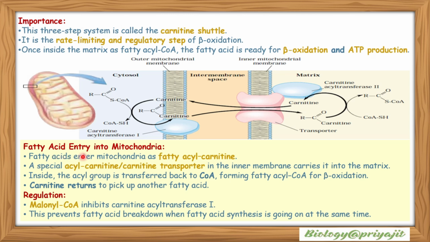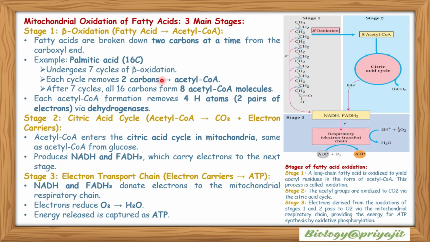So, fatty acid entry into mitochondria. This is the image showing the fatty acid entry into mitochondria and their regulation. Malonyl-CoA inhibits carnitine acyl transferase 1. So this prevents the fatty acid breakdown when fatty acid synthesis is going on at the same time. Mitochondrial oxidation of fatty acids. There are three main stages. Stage 1, beta oxidation, where fatty acid is converted into acetyl-CoA.